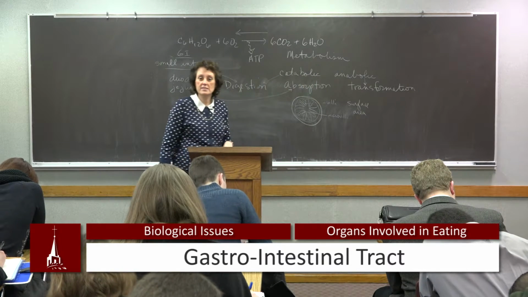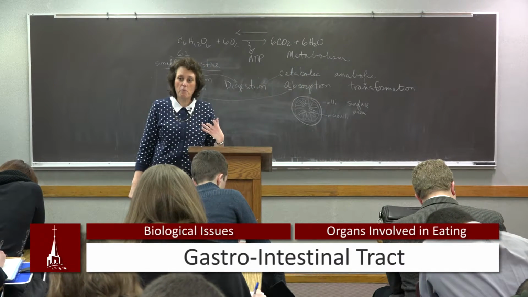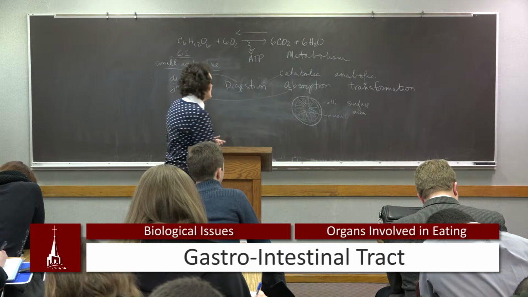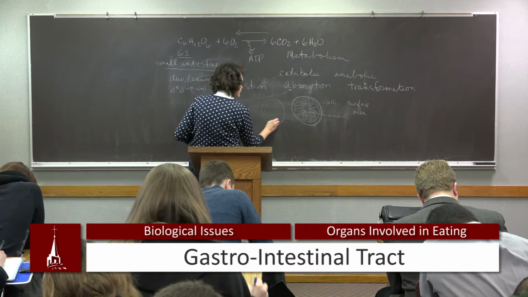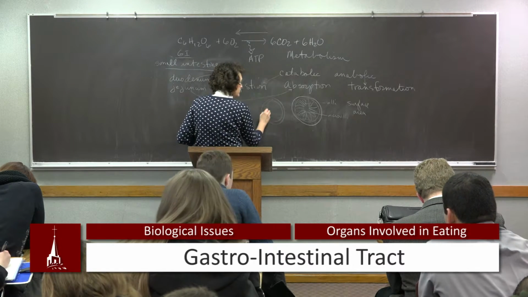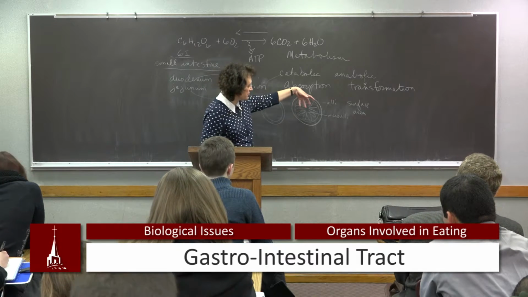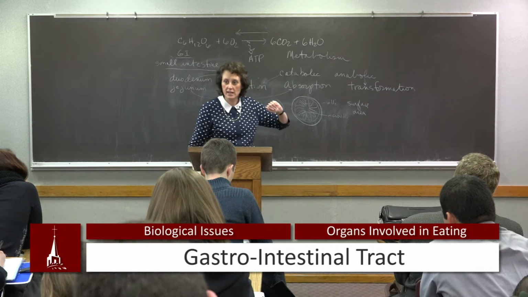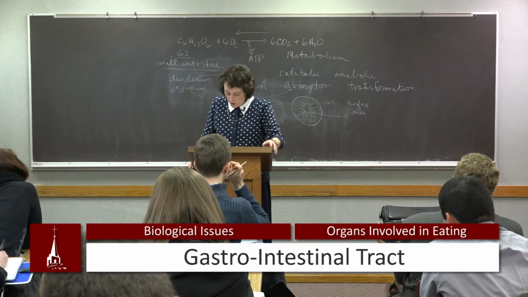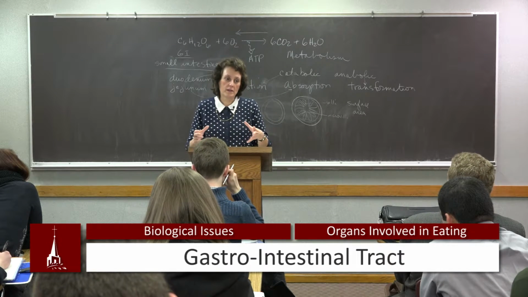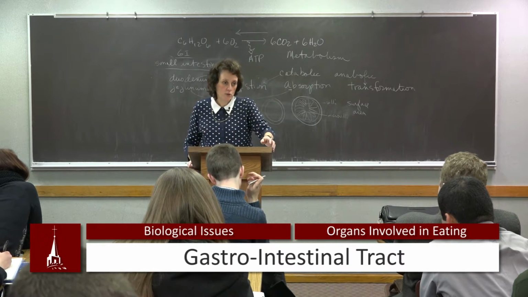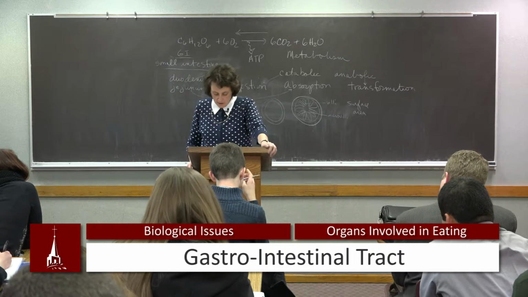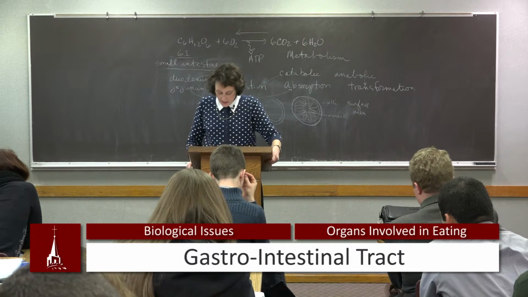So the small intestine multiplies the surface area. If our small intestine just looked like this, we'd have very little surface area. But look at how we increase our surface area with the villi and the microvilli. Because the small intestine has to absorb all of the nutrients that we've just broken down and digested.